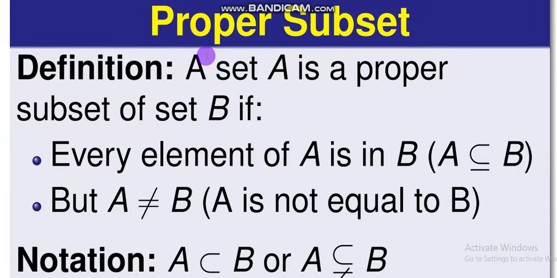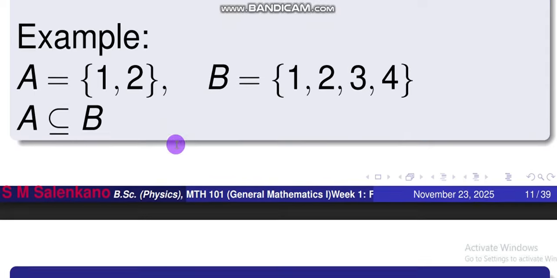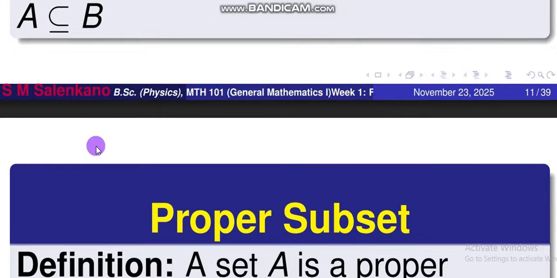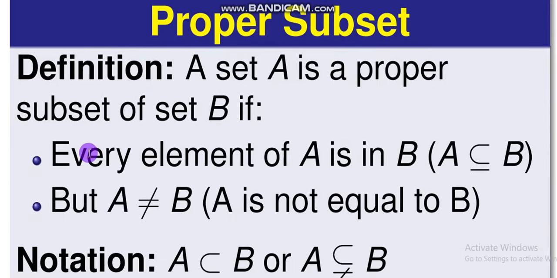If we want them to be proper set, then they must not be equal, meaning if B also has 1 and 2 only as its element, meaning in set B you don't have 3, you don't have 4, you only have 1 and 2, just like A, then A is not a proper subset. This means that for A to be proper subset of B, B must have all the elements of A and one or more additional elements that A does not have. When this happens, we say A is a proper subset.